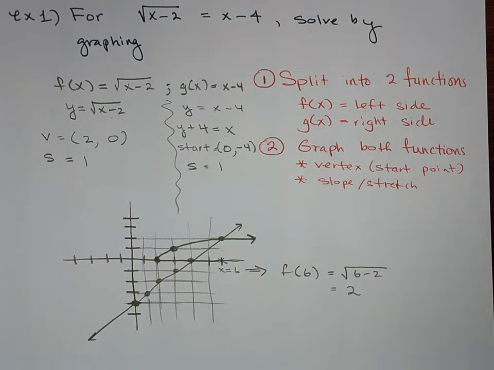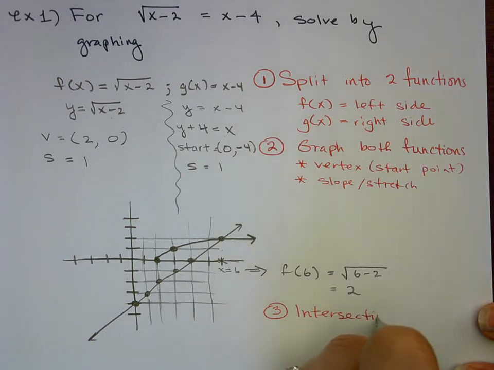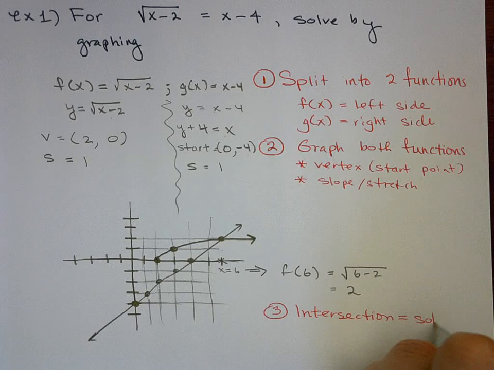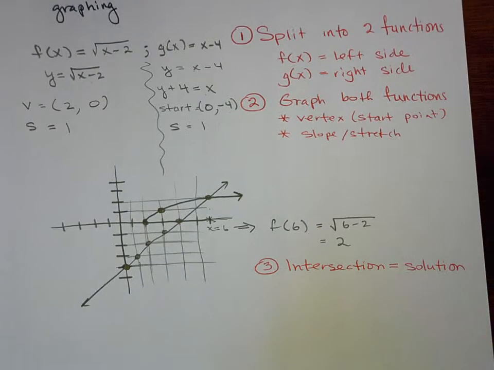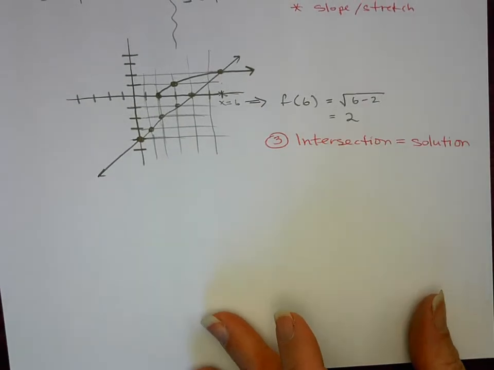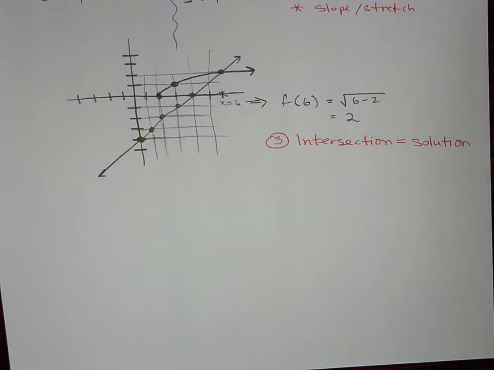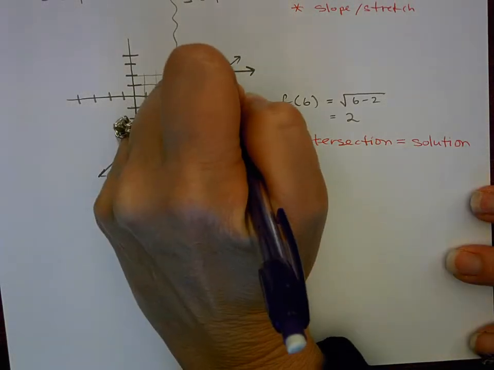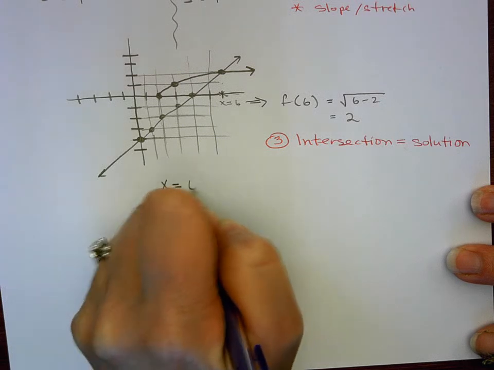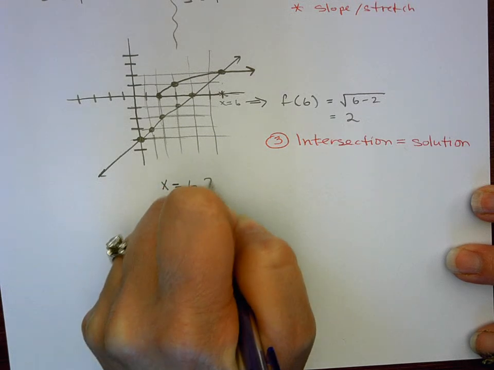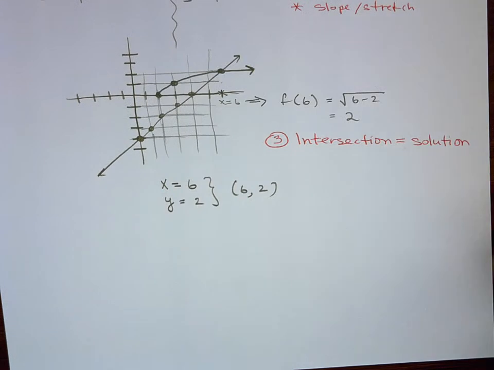I have my intersection. And so then step 3 is the intersection is my solution. And so in this case, that would be x equals 6, y equals 2. So as an ordered pair, that would be 6, 2.